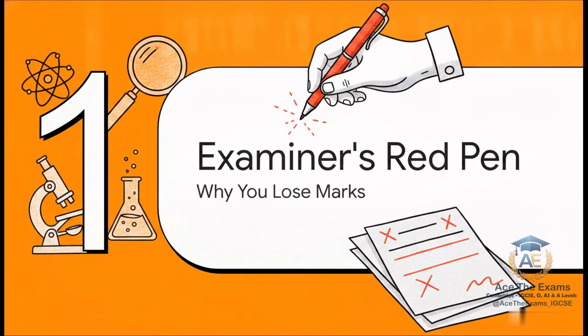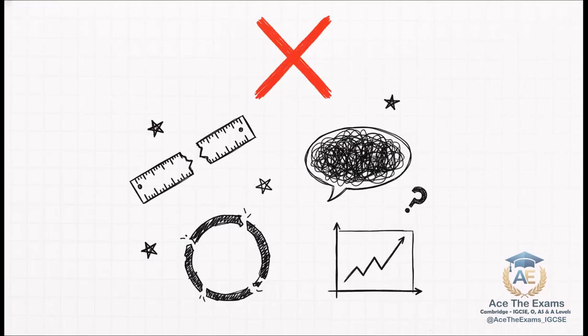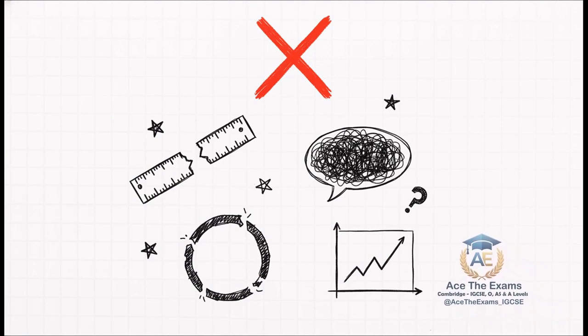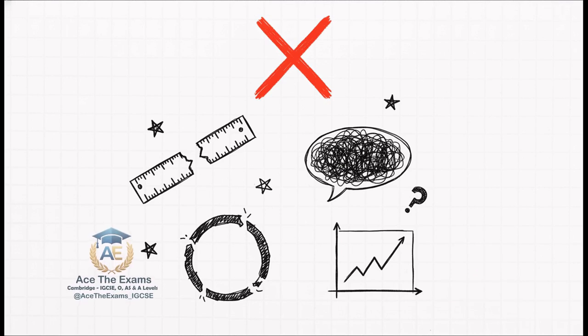All right, Section 1, the examiner's red pen. Let's look at exactly why you lose marks. Let's literally look over the examiner's shoulder for a second and uncover why hardworking students are just bleeding marks on their physics papers. We need to dive into this list of the most common painful mistakes that ordinary revision simply won't fix.